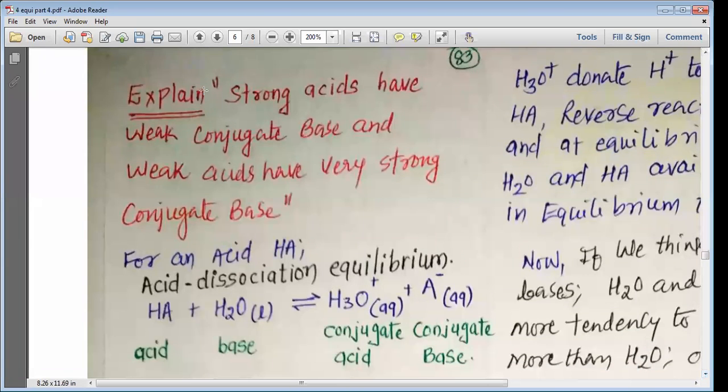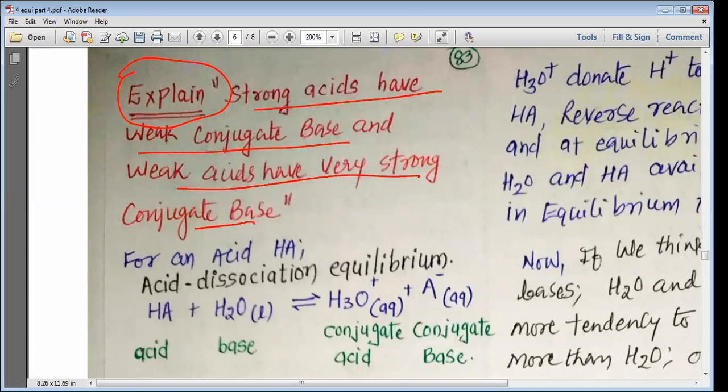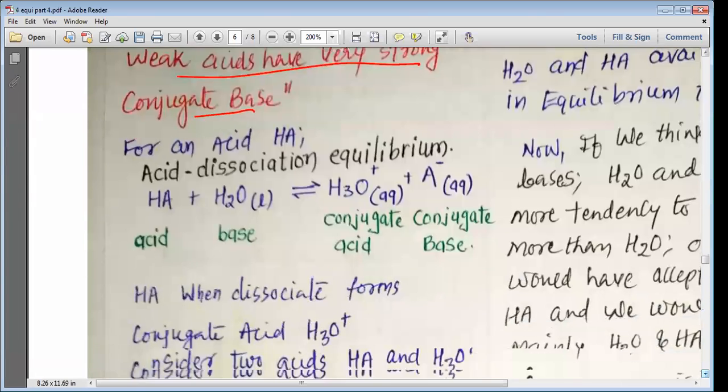Okay, then let's move forward. We have a new question that we need to explain. Strong acids have weak conjugate bases and weak acids have strong conjugate bases. Why and how? Let us understand it, my dear students.